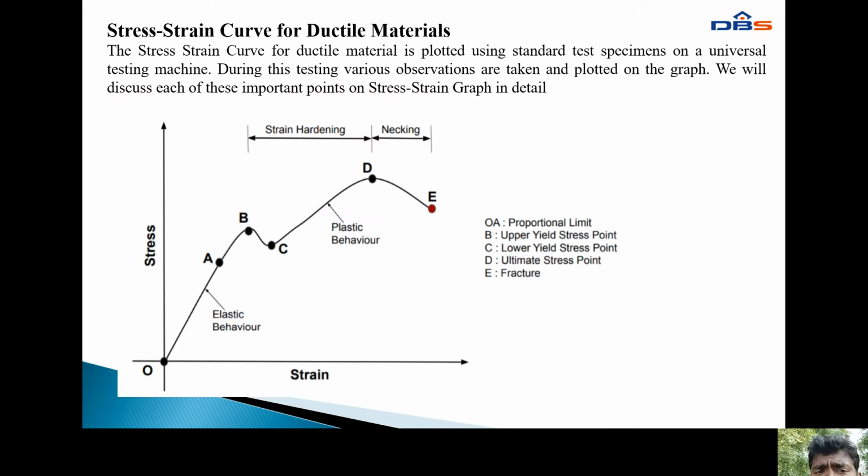This is the stress strain curve for ductile materials, the most important curve, the most important topic in this chapter. As shown in the figure, strain is on the x axis and stress on the y axis. Okay, O is the origin point. You can take strain in the x direction and stress in the y direction.